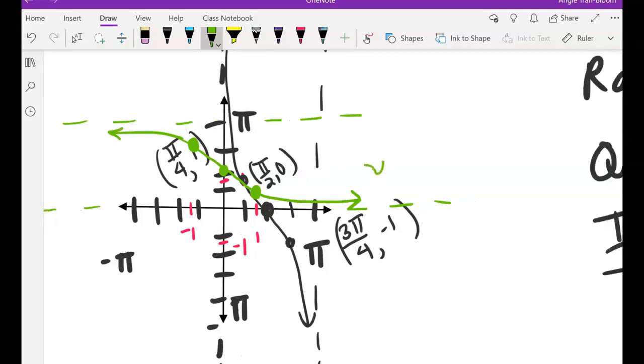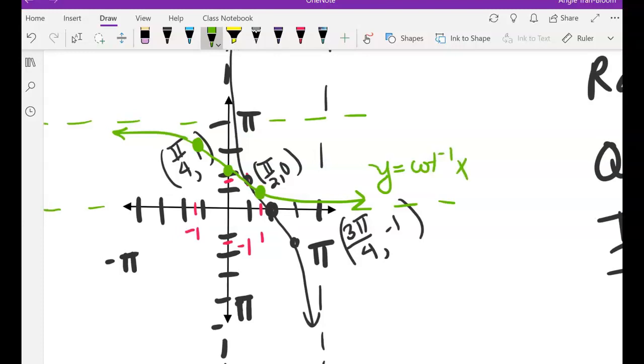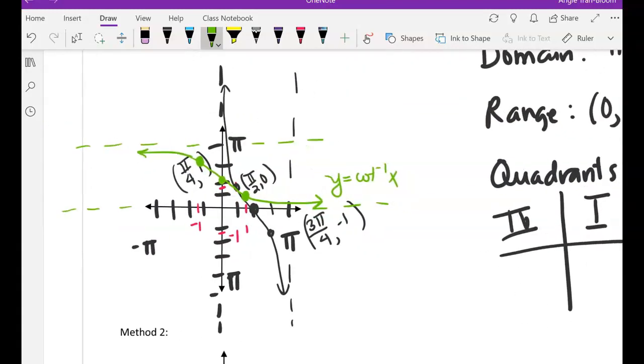So that is what cotangent inverse looks like. Does it look like it's symmetrical about that line, y equals x? Yeah, right? So totally. Now, we are going to come back to method number 2, but right now, let's go to example 2.